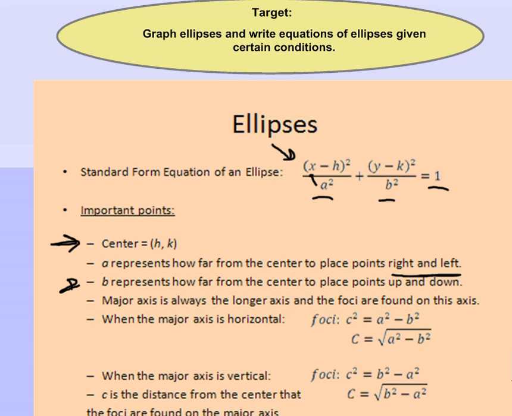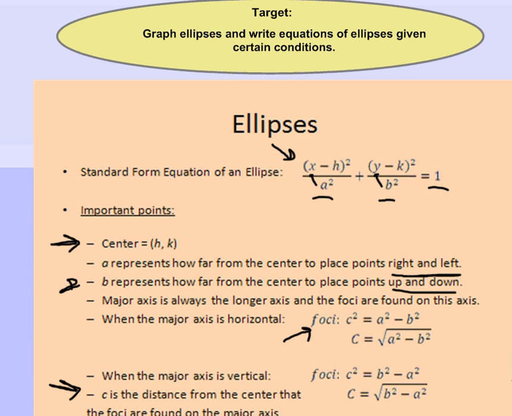b represents how far from the center to place points up and down, and how I remember that again is b is always under y. y is your up and down coordinate. The major axis is always the longer axis, and the foci are found on that axis. You have two different ways to find the foci. If it's horizontal, you find the foci by finding the c value. And c is the distance from the center that the foci are found.